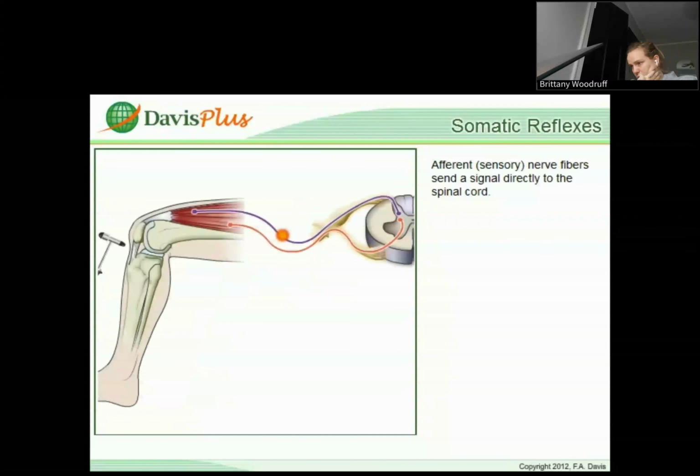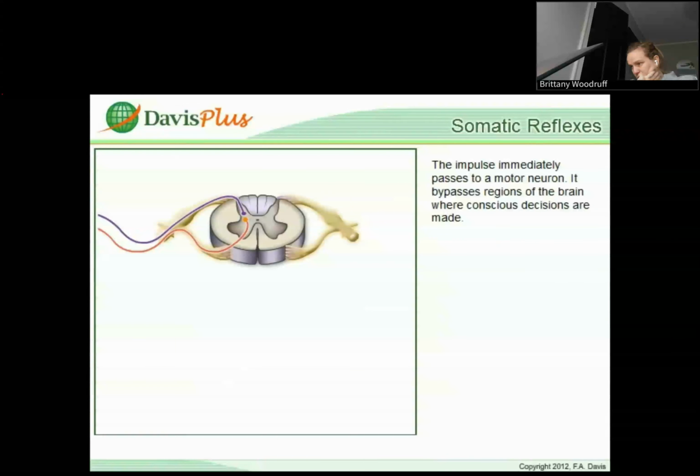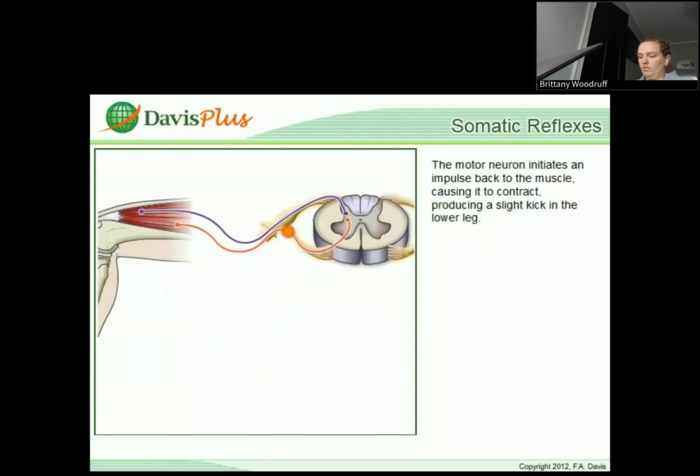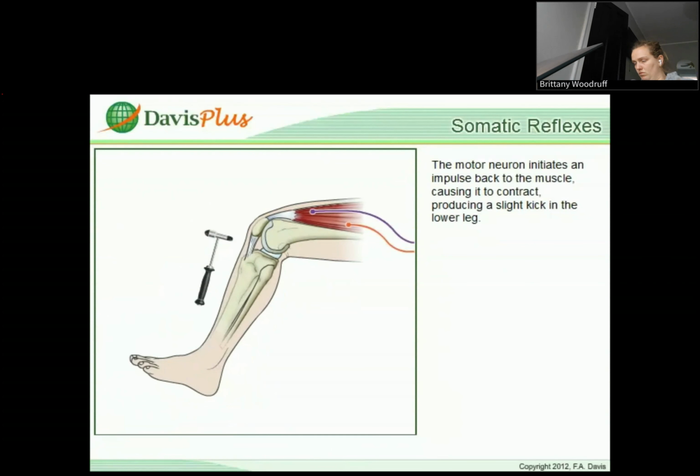Afferent, sensory, nerve fibers send a signal directly to the spinal cord. The impulse immediately passes to a motor neuron. It bypasses regions of the brain where conscious decisions are made. The motor neuron initiates an impulse back to the muscle, causing it to contract, producing a slight kick in the lower leg.